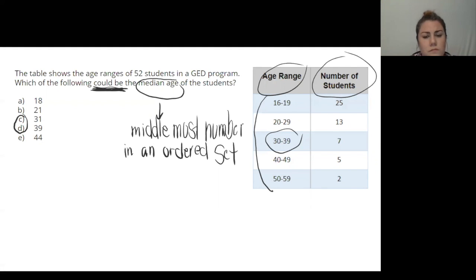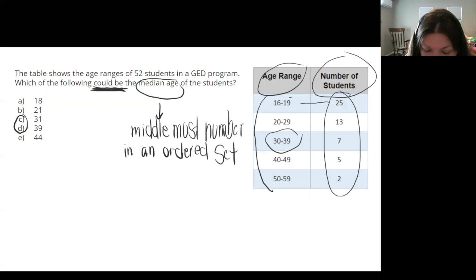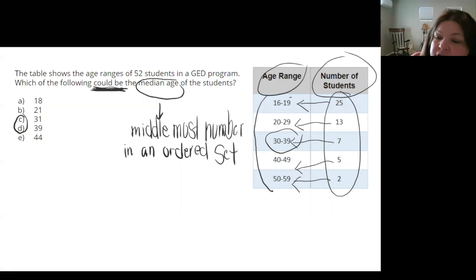So here's all my students. There's 25 of them in this age range, 13 of them in that age range, 7 in that, 5 in that, 2 in that. Where is the middlemost student? So I was thinking you could do the number of students and the middle and then find what their age group is in.